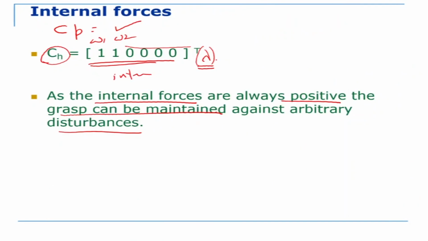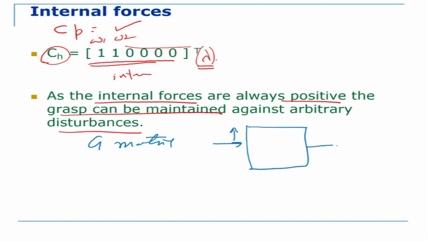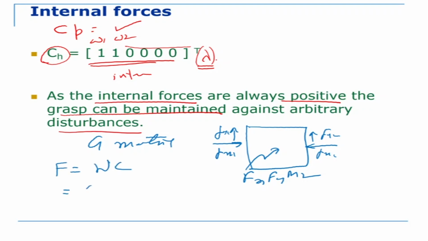I'll just write it here. Grip matrix, what does it mean? Suppose I have a two-finger grasp, and this is my wrench at the center: Fx, Fy, Mz. These are Fx1, Fy1, Fx2, Fy2. When I write my equation, F is equal to C omega into c, then this is equal to 1 0 1 0, 0 1 0 1, and then the moment row, 0 minus 1. Now the matrix G will consist of this.